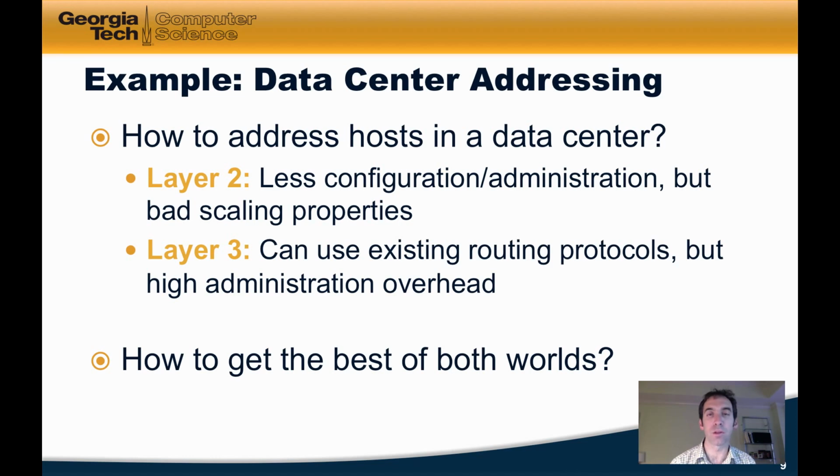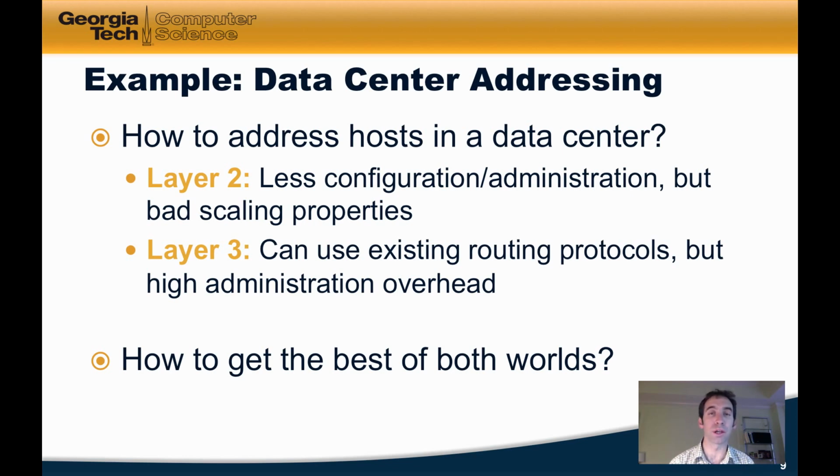On the other hand, a flat topology with tens of thousands of servers clearly results in poor scaling because these layer 2 networks are typically broadcast. On the other hand, we could do a layer 3 network, and the benefits here are that we could use existing routing protocols and scaling properties are much better, but the administration overhead is a lot higher because we have to configure these routing protocols.